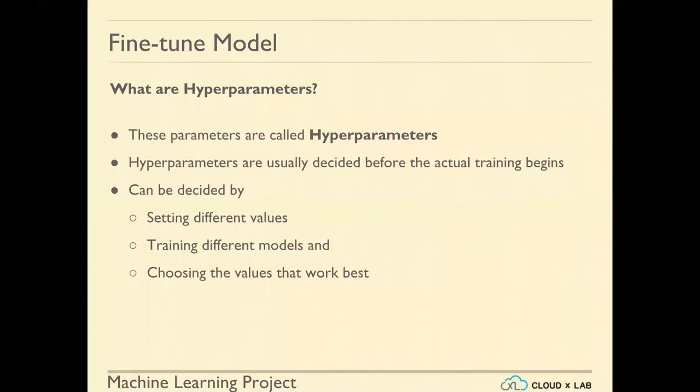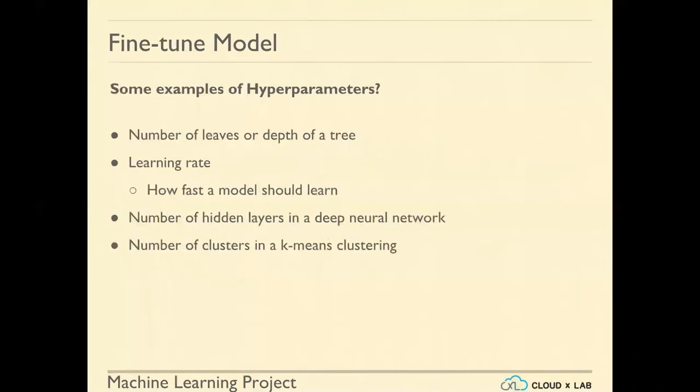So we will basically configure these. These are like configured settings of an algorithm, or a model, which gives us the results. They can be decided by setting different values, meaning brute forcing, and training different models and choosing the values that work the best. People share these hyperparameter values with the world. If you take a look at Kaggle, there will be some winning settings of XGBoost and so on.